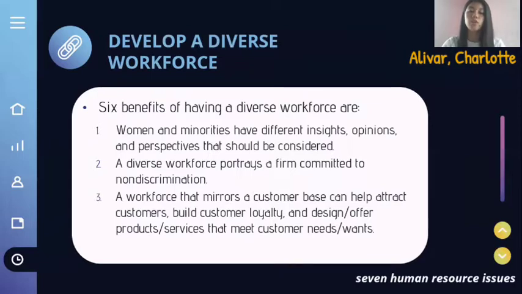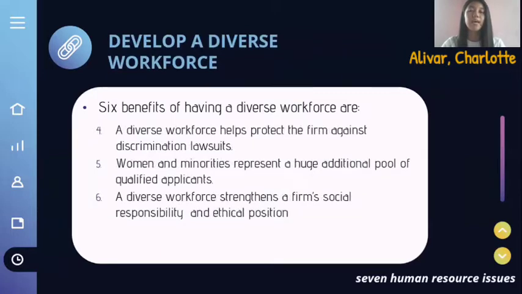Third, a workforce that mirrors a customer base can help attract customers, build customer loyalty, and design or offer products or services that meet the customer needs or wants. Fourth, a diverse workforce helps protect the firm against discrimination lawsuits. Fifth, women and minorities represent a huge additional pool of qualified applicants. And last, a diverse workforce strengthens a firm's social responsibility and ethical position.